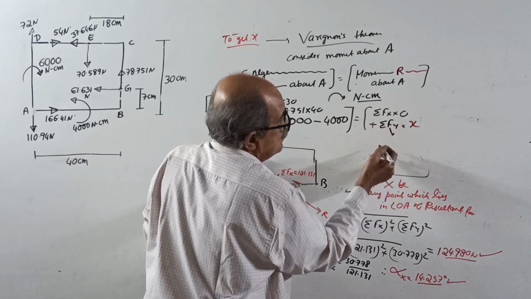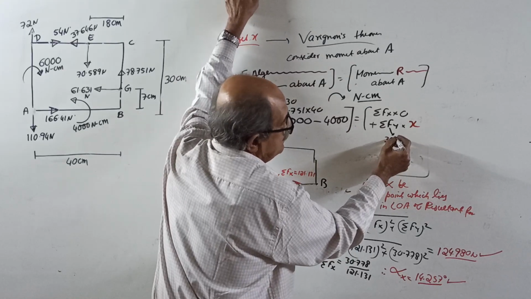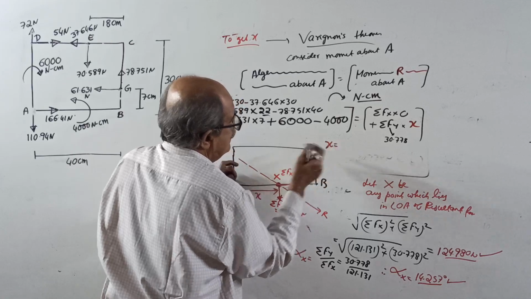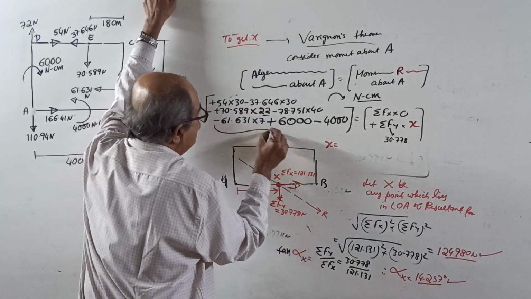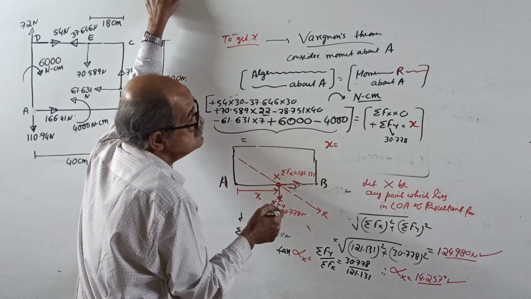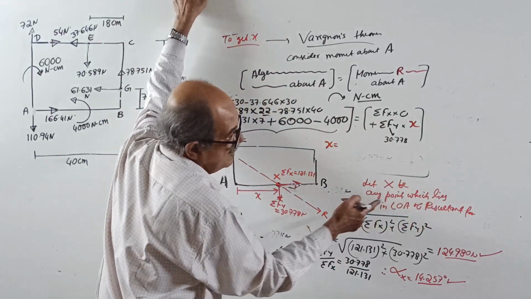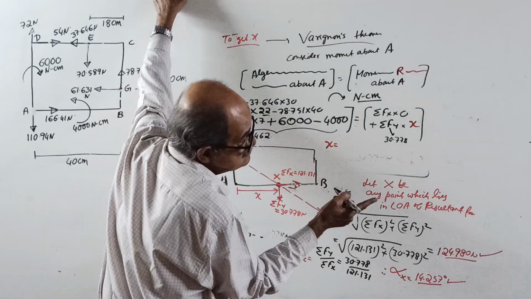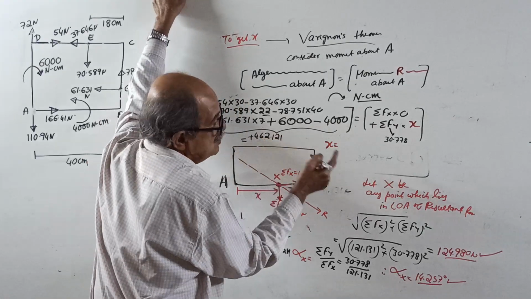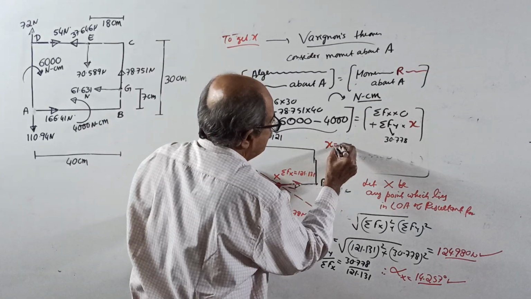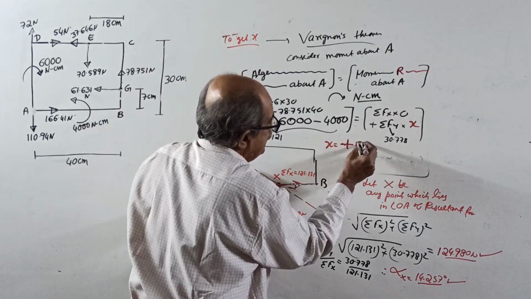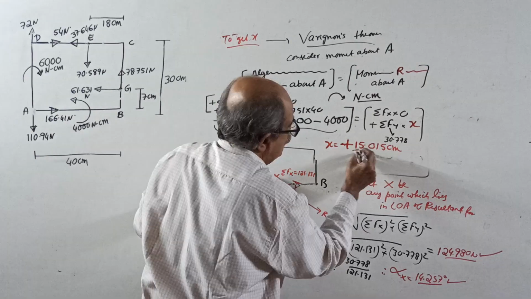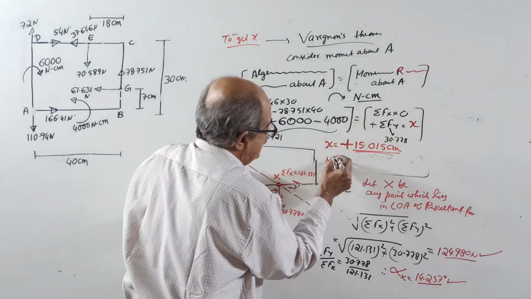Sigma Fy is how much? 30.778. Therefore, you get the value of x. See, if you calculate the left-hand side, I wrote it there, 4 plus 462.121, I calculated. So your x will come plus 15.015 centimeter.